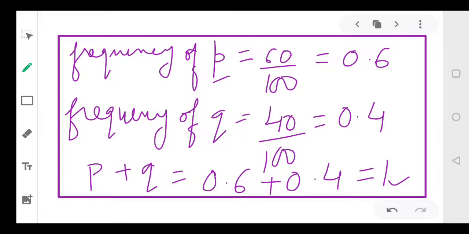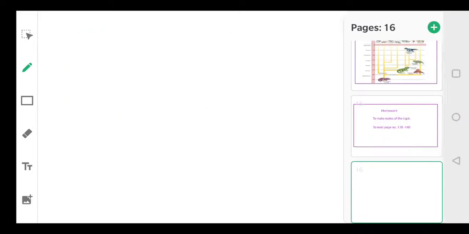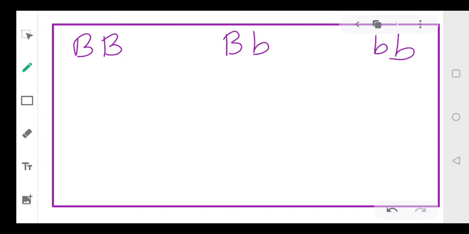Okay? Is it clear everyone? Let's continue it further. Now, as I said, there are three possibilities: BB, capital B small b, small b small b, right?